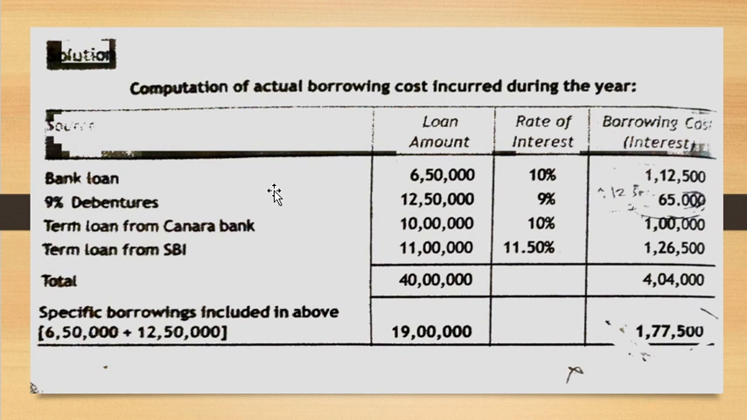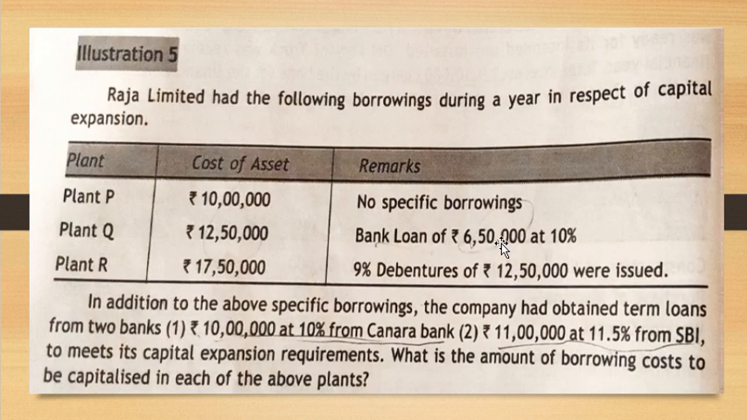But what is stated in the question is that the loan which you have taken for plant Q, which is 6,50,000, and for plant R, which is 12,50,000, will not fully satisfy the need to acquire plant Q and plant R. In order to acquire these assets, an extra loan is taken, but it is not for a specific purpose. It is a general loan. So for plant P, they have taken a general loan which is 10 lakh at 10% from Canara Bank.